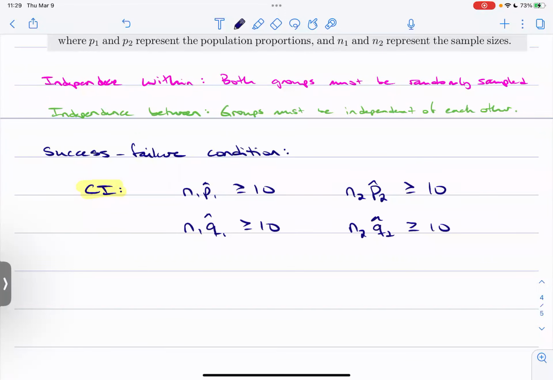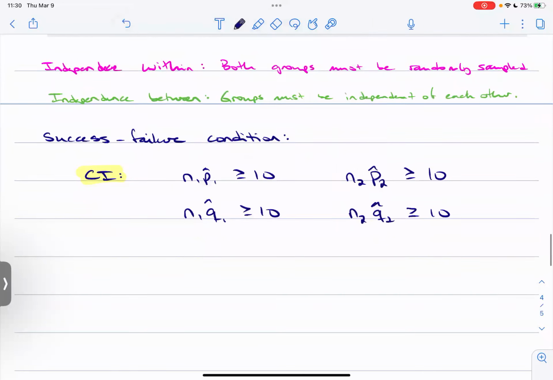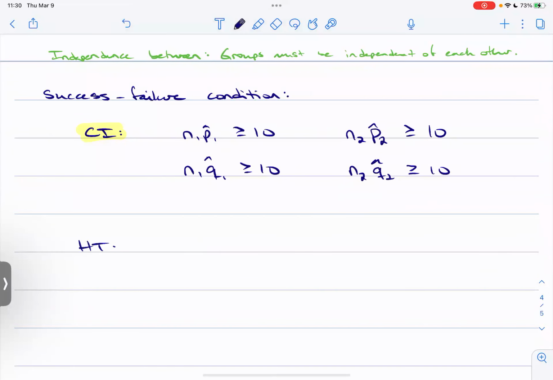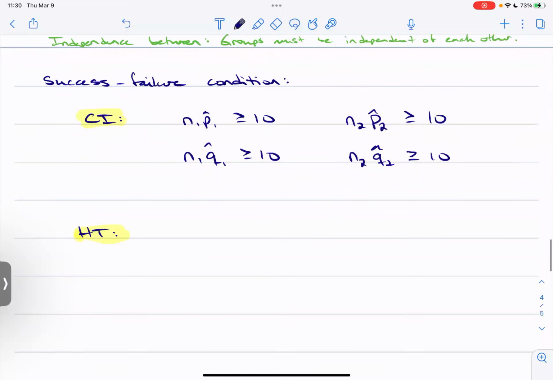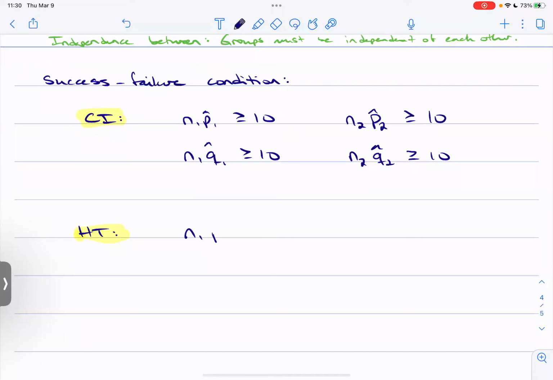A little bit more work, but not too bad. If you're doing a hypothesis test, all right, I said it, I'm just gonna jump right in. You need N1 times P hat. Now P hat, wait a second, Emily, that makes no sense. I have two different samples.